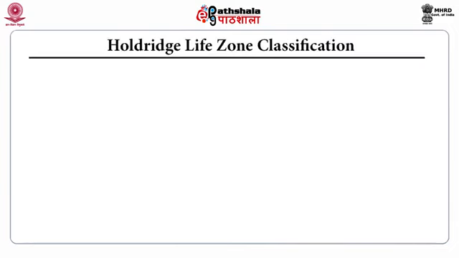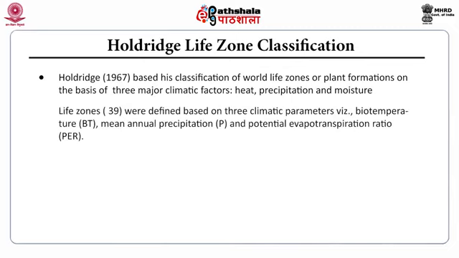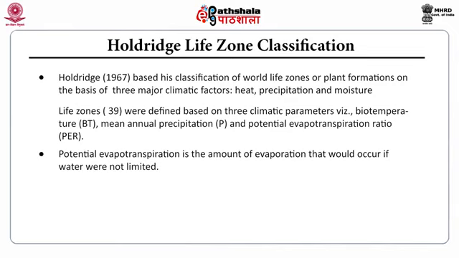Holdridge life zone classification. Holdridge in 1967 based his classification of the world life zones or plant formations on the basis of 3 climatic factors, that is heat, precipitation and moisture. There are 39 life zones based on 3 climatic parameters, that is biotemperature, mean annual precipitation and potential evapotranspiration. Potential evapotranspiration is the amount of evaporation that would occur if water were not limited. Annual precipitation is rain or snow.